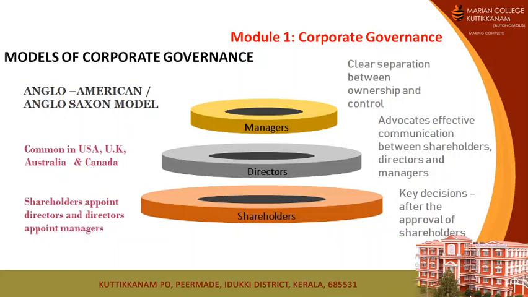So in the Anglo-American or Anglo-Saxon model, there is a clear division between ownership and control. There are three layers of administration, that is shareholders, directors, and managers.